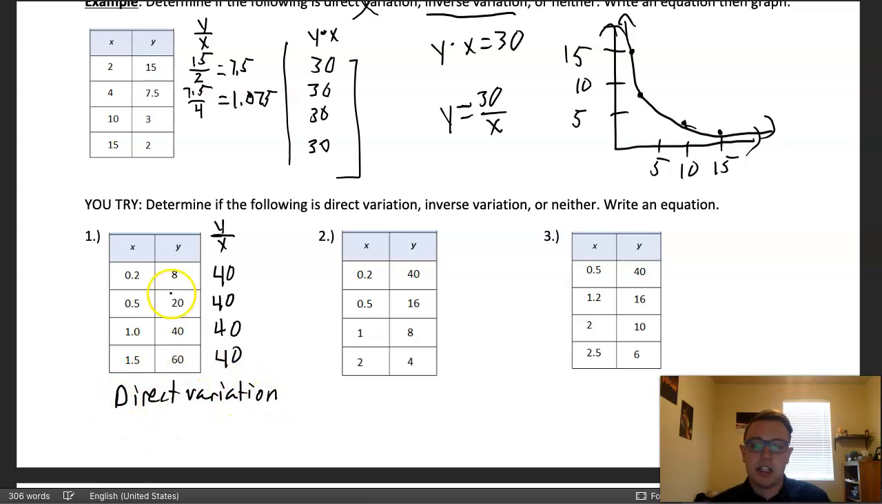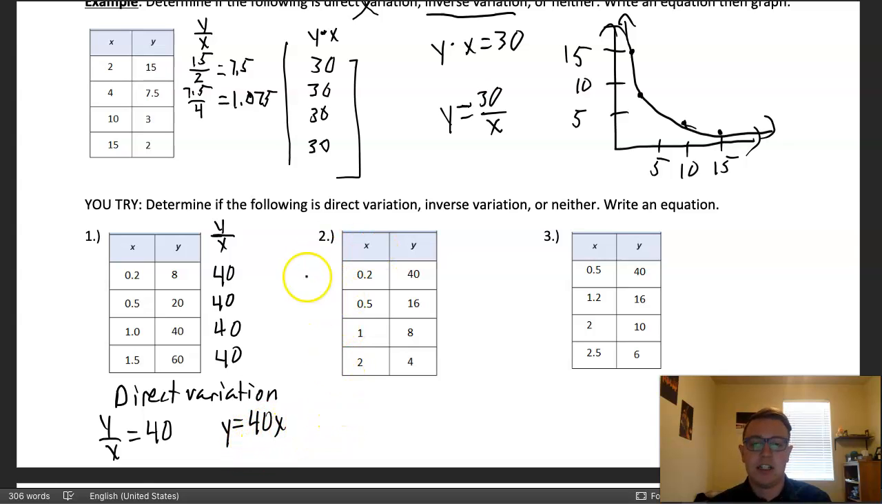How do we find out the equation? Well, we know y divided by x is equal to 40. So now let's separate y to get it by itself. To do that, we multiply by x on both sides. We get y is equal to 40x. Okay, so this is direct variation, and our equation is y is equal to 40x.